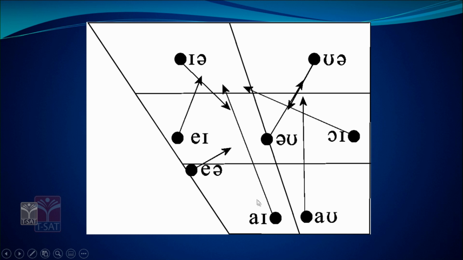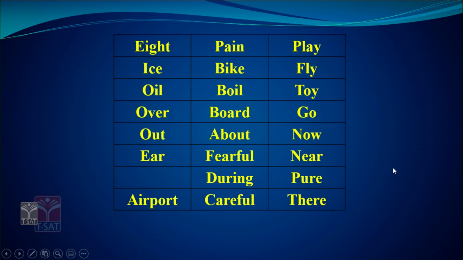So, A, I, oi, these are glides, and towards U, O and ow, and ia, uwa and air. So, in total there are 8 glides or diphthongs. We can have some practice.